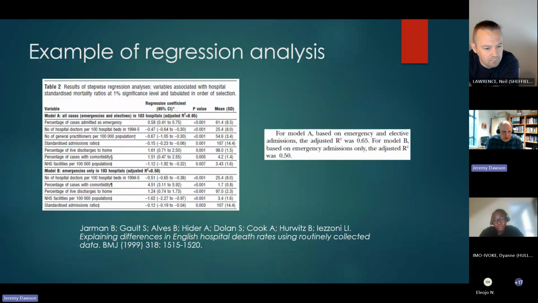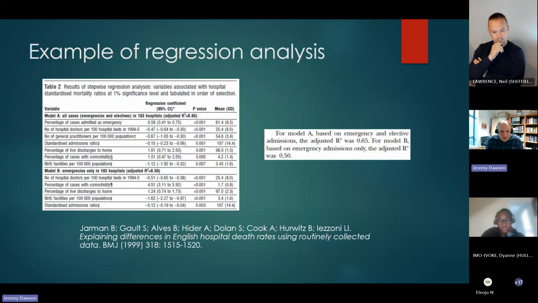But just to pick a couple of things here, we see that all 5 of the variables are statistically significant because the p-value column has values which are either less than 0.001 or, in the case of the standardized admissions ratio, 0.003, but all clearly below the 0.05 level that I mentioned is fairly commonplace earlier. But let's take a look at, as an example, the first predictor there, the number of hospital doctors per 100 hospital beds in that particular year. So that has got a regression coefficient of minus 0.51.